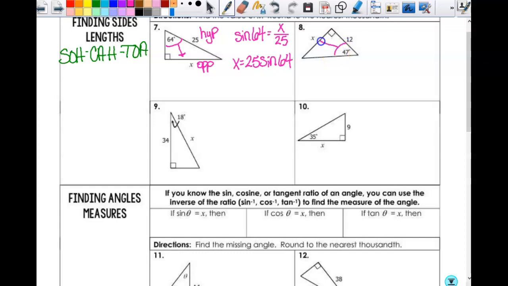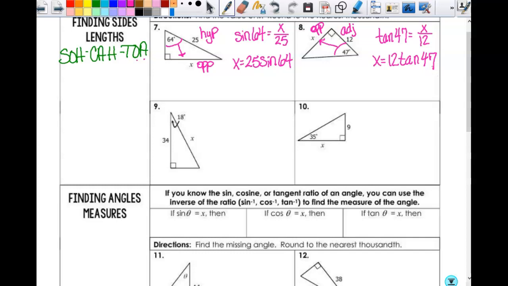Here's my angle. This is opposite. This is the hypotenuse, but I'm not going to label it. And this is the adjacent. So what uses opposite and adjacent? Tangent. Opposite and adjacent would be tangent. So the tangent of 47 is equal to x over 12. So I multiply: x equals 12 times the tangent of 47. And then we just wait patiently to get a calculator to finish that up.